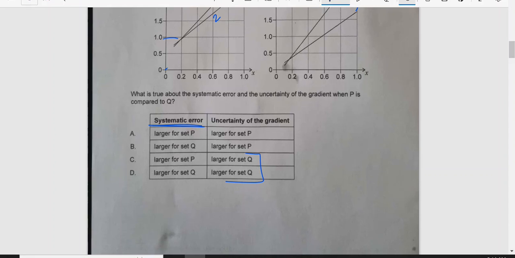So if I look at the first one, B, and the second one, this one is almost, if you extend this line, about to reach 0. So the systematic error for Q is less than the systematic error here for B. So B has a larger systematic error because it doesn't start from 0. It's not calibrated. Maybe the experiment has not been calibrated. It doesn't start from 0.